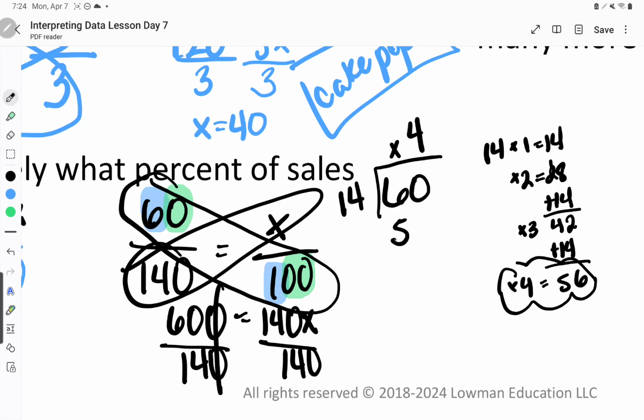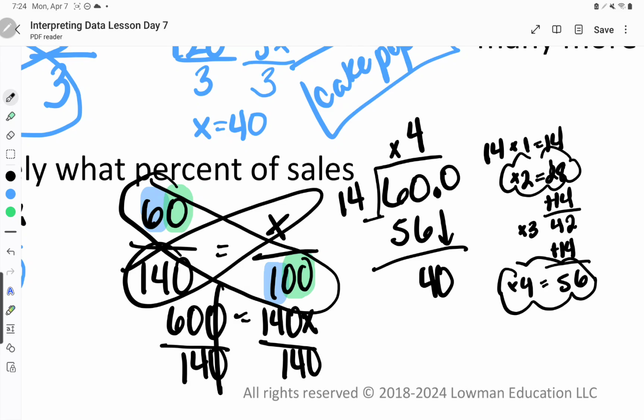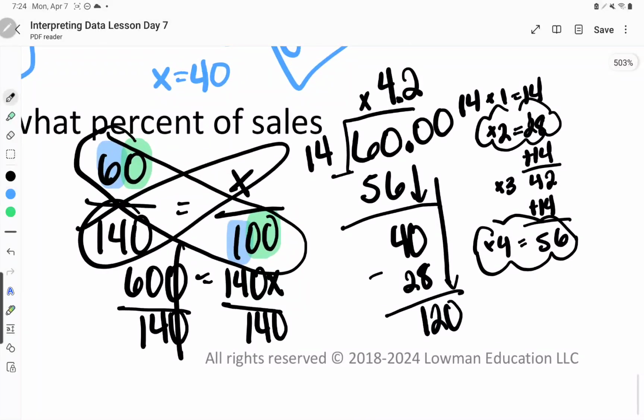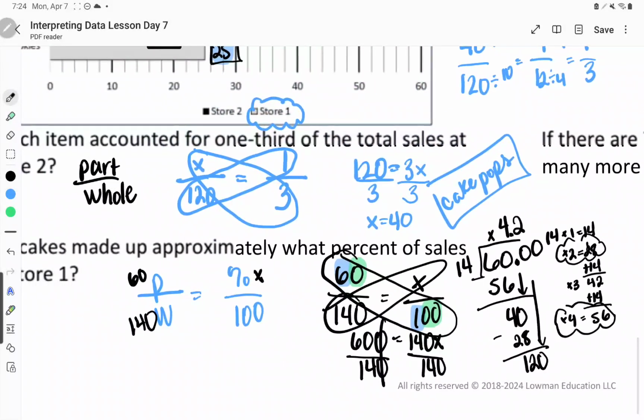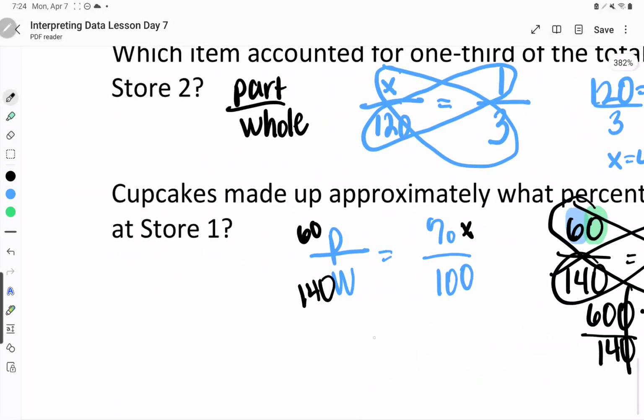4 times 14 gives me 56. Subtracting that gives me 4. I have to add a decimal and a 0 and drop that down. And then how many times does 14 go into 40? Well, if we look here, 42 is too big. So I'm going to go back to here, and it would go in 2 times. 2 times 14 is 28. Subtract, and that gives me 12. Add another 0 and drop it down. And then we're just going to cut it off there, and we're going to round this to 4.3.